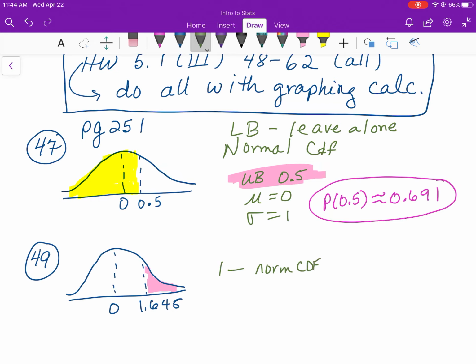This is what my calculator looks like. I will get about 0.0499, so 0.050.